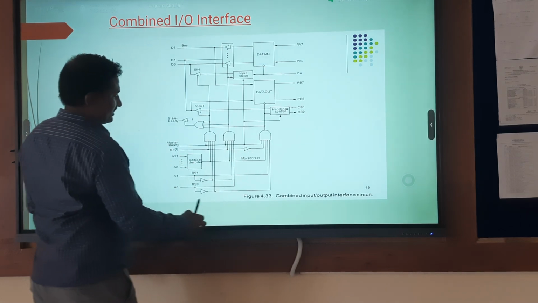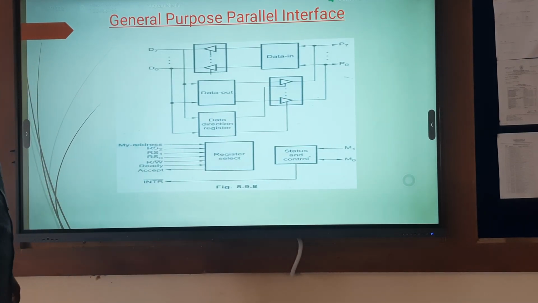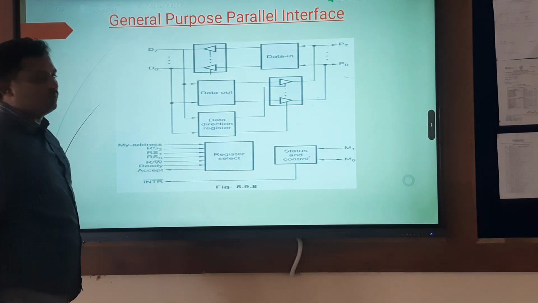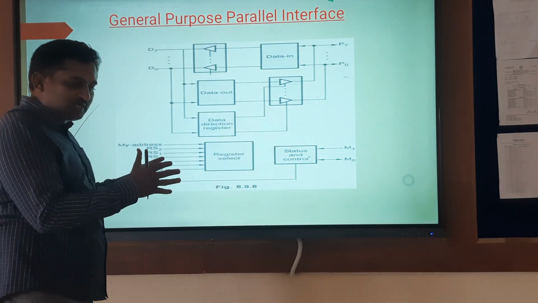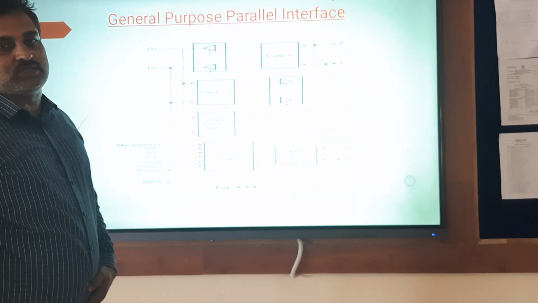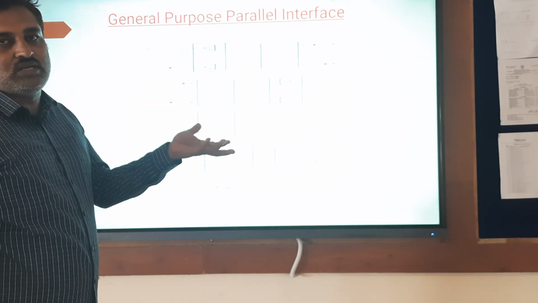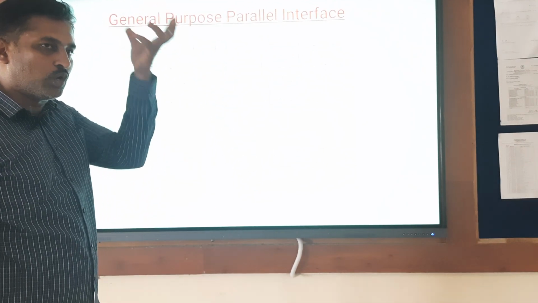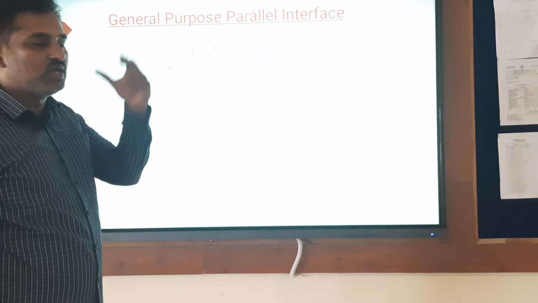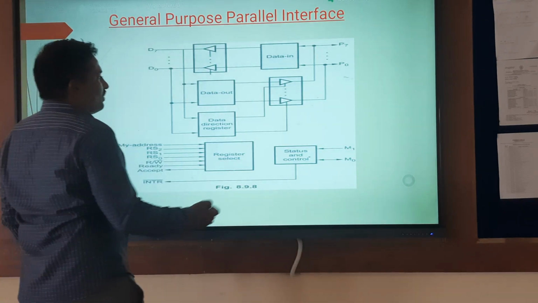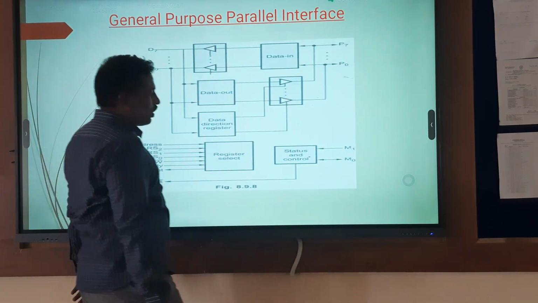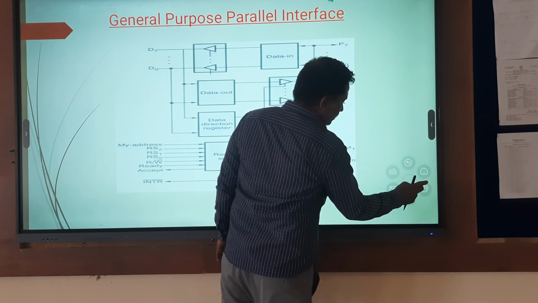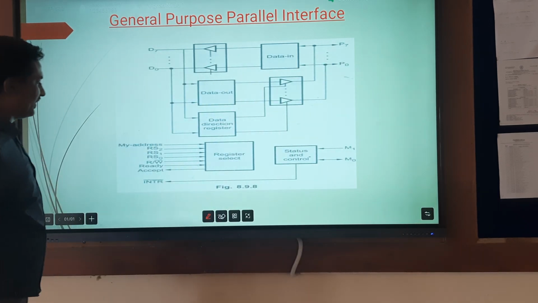Okay. Next, coming to the general purpose parallel interface. In the previous case we have seen that it consists of separate input lines and separate output lines. Then obviously the cost of the device also increases, and the input output interface circuit cost also increases. To reduce that, here we are using only 8 lines. Those 8 lines will be used for both input operation as well as output operation.